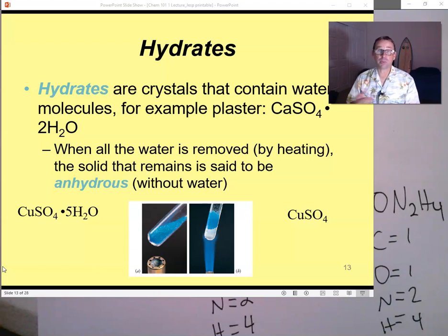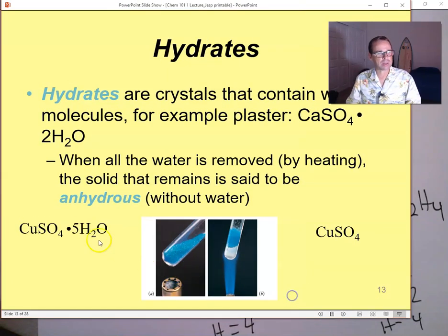This property of absorbing water from the atmosphere, from the surroundings, is called hygroscopic: hygro for water, scopic meaning kind of scraping and scavenging. So it will suck water from the surroundings. And when this happens, your ionic compound will become hydrated, which is a fancy way of saying it'll absorb water. Okay? So hydrates are ionic compounds that have some water with them.